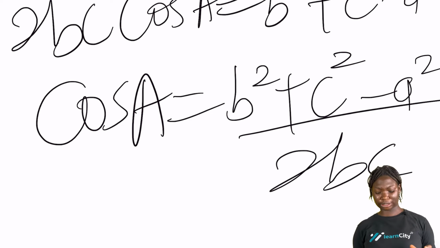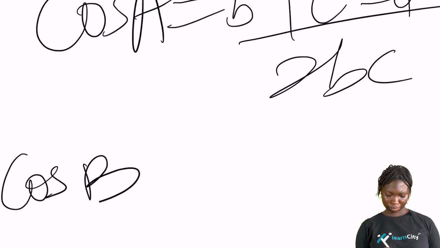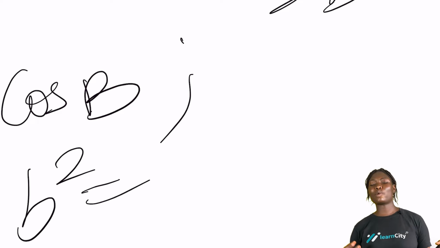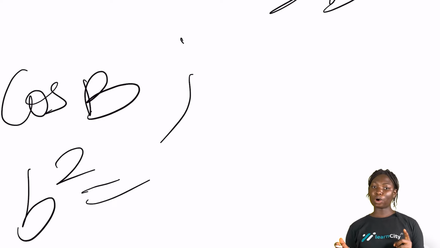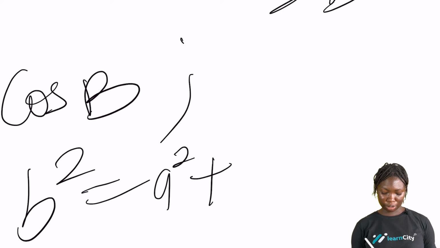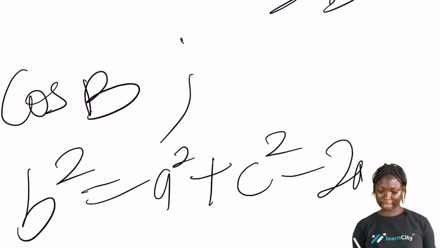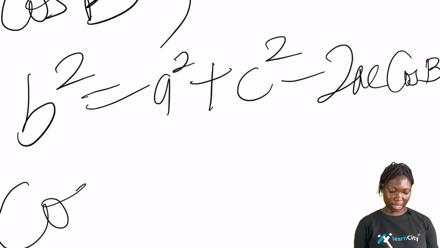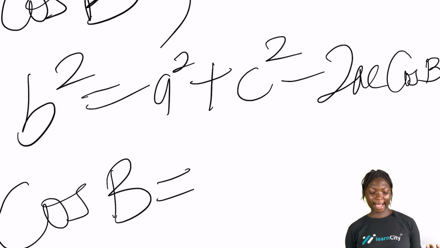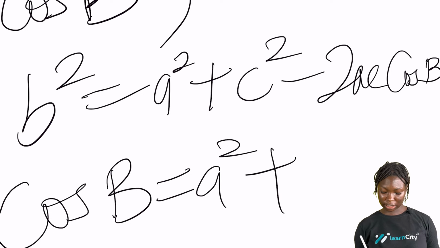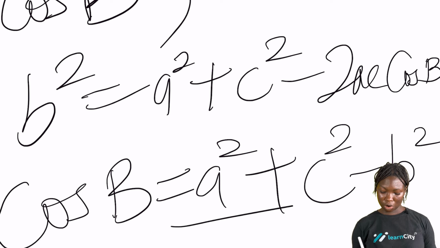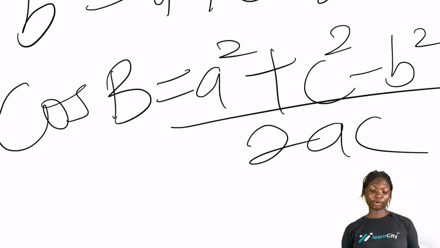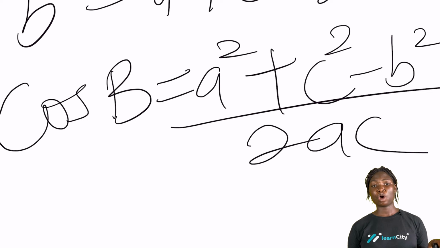Now, similarly for cos B, we have B squared equals A squared plus C squared minus 2AC cos B. Solving further, cos B is A squared plus C squared minus B squared over 2AC.